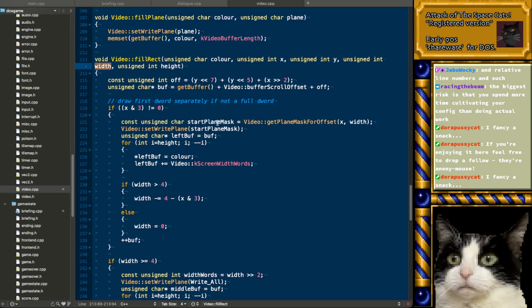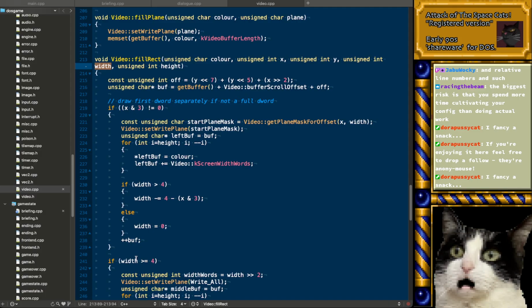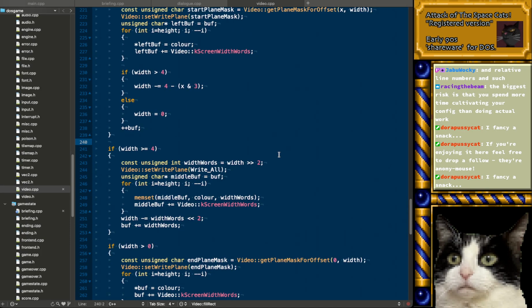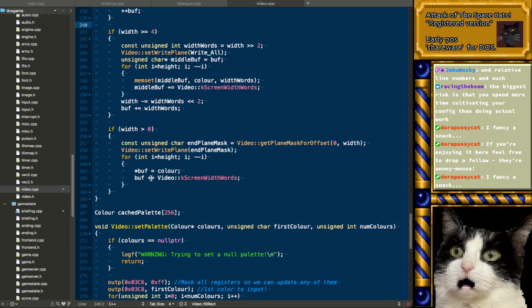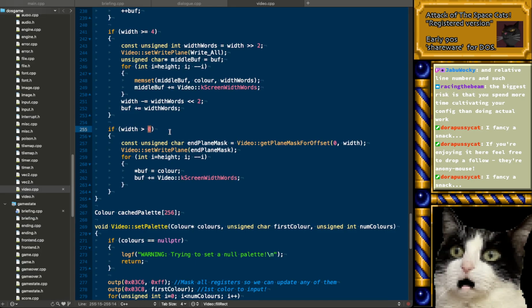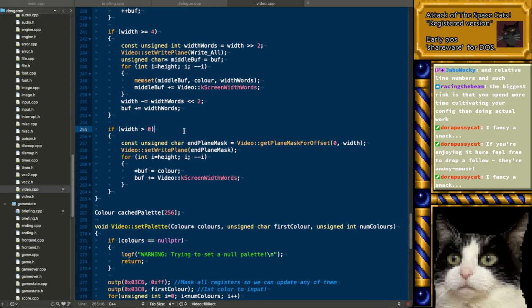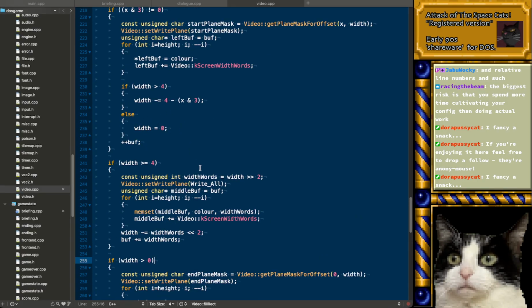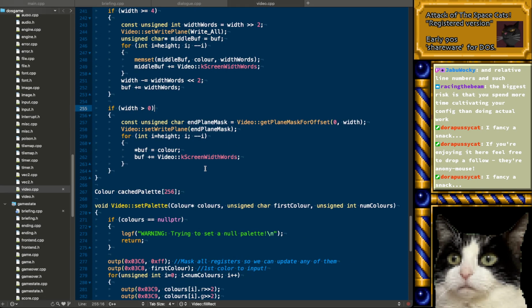So that's 2. The X. I guess that works because it draws the first column. It's not more than or equal to 4, so I'm going to skip that. It's still more than 0, so it's 2. Yeah, we're subtracting from width as we go. In plane mask.